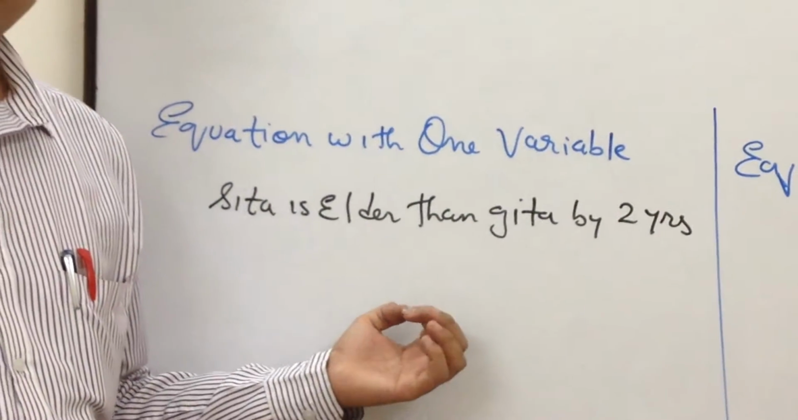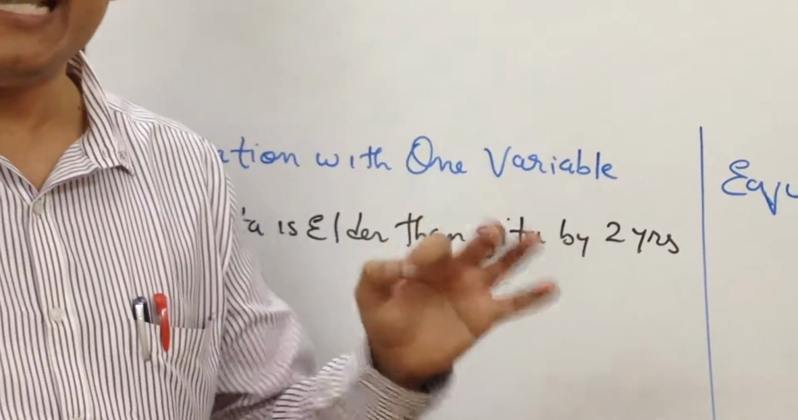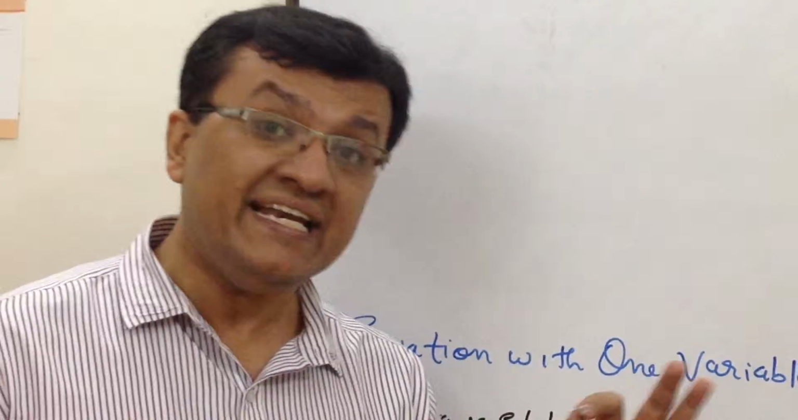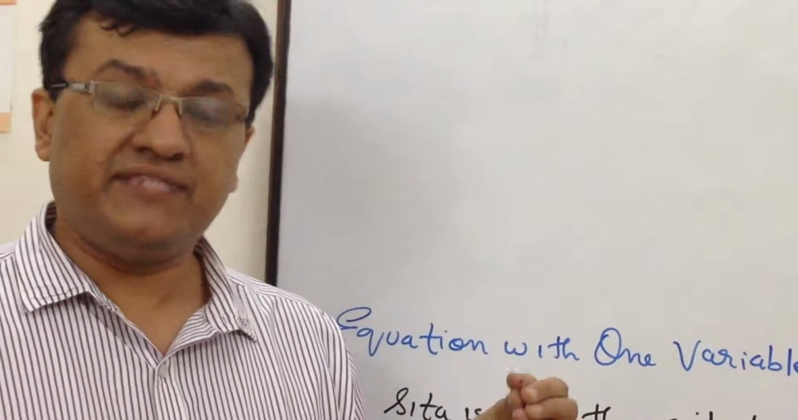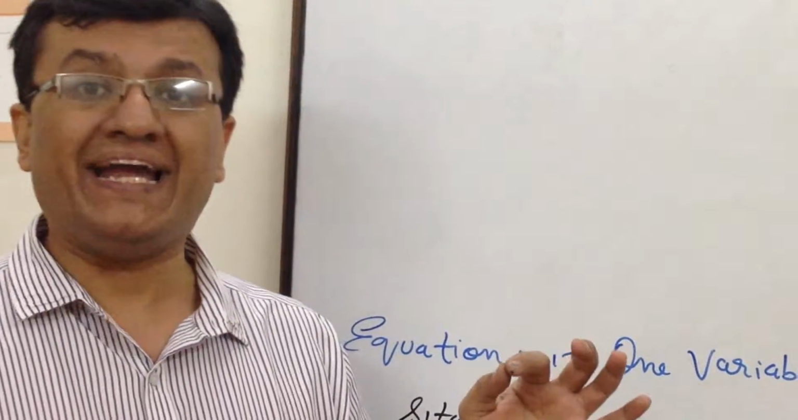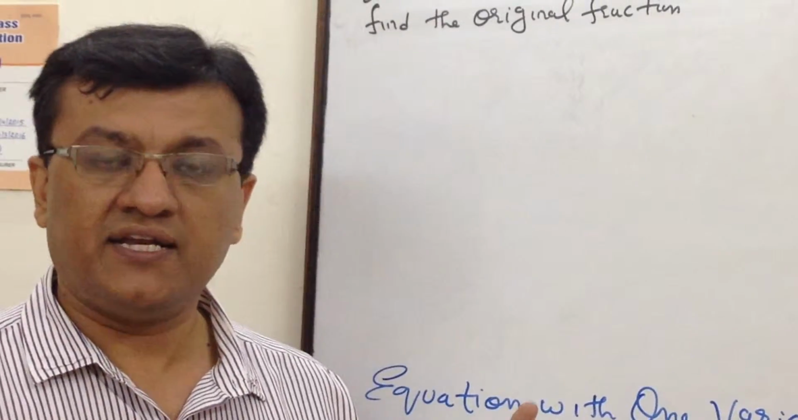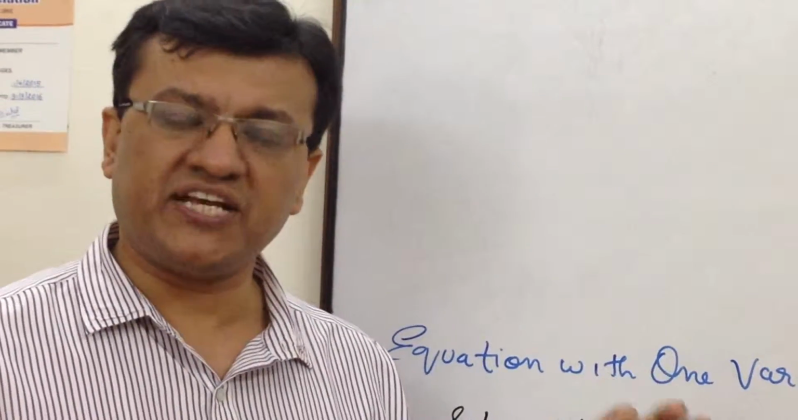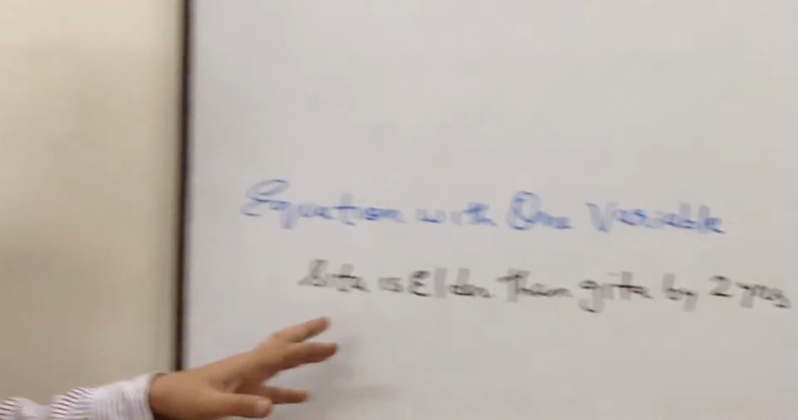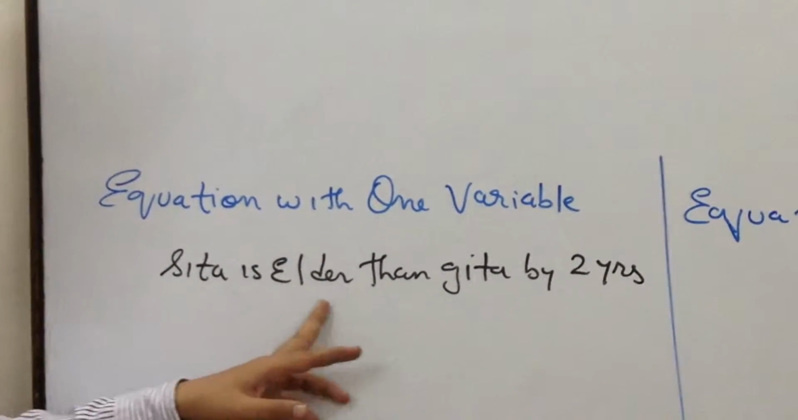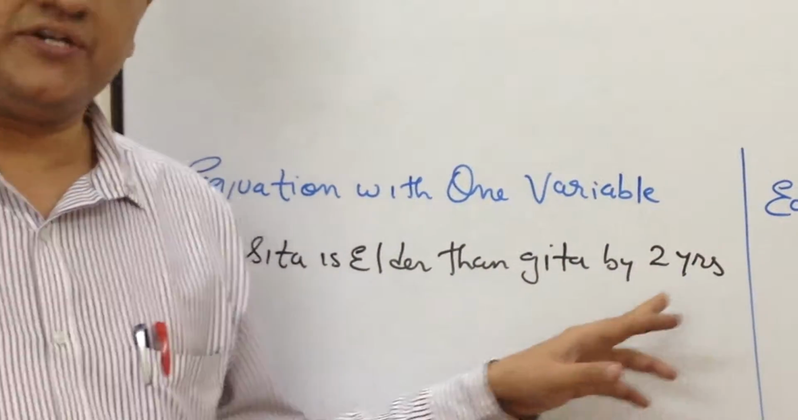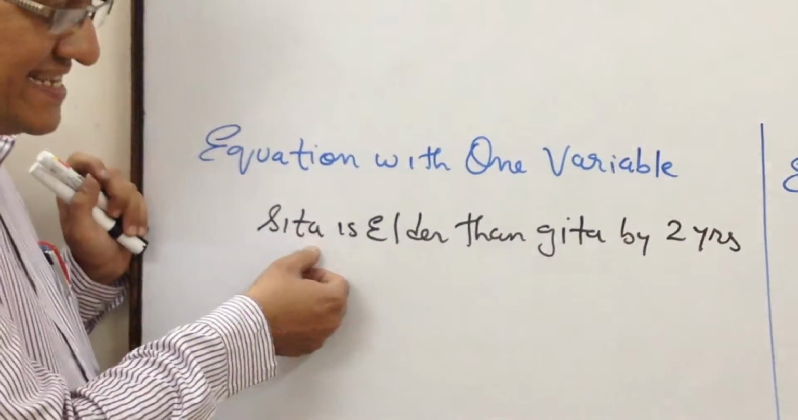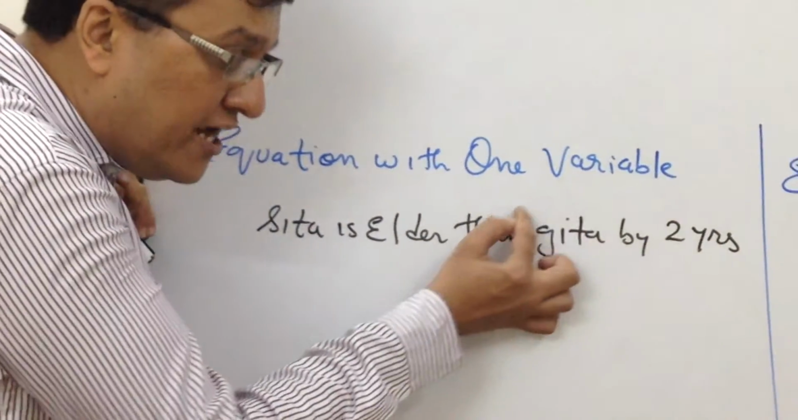I, from my side, always would like to find out an independent character. I reiterate myself, I would like to find out an independent character, and then always assume the independent character as x. Now there are two questions. First is how to find out the independent character. The answer is again very simple from the logical sense. When I say Sita is elder than Geeta by 2 years, it's very clearly being said Sita is elder than Geeta.